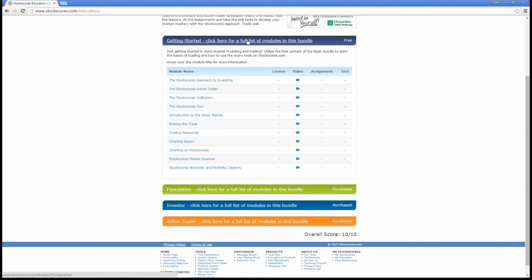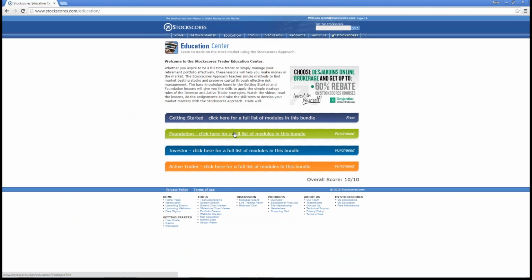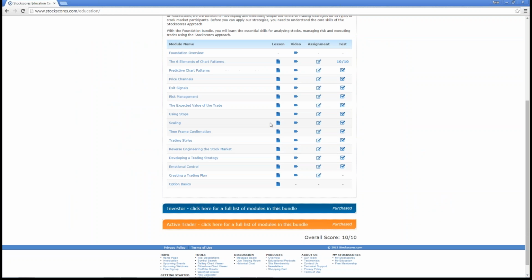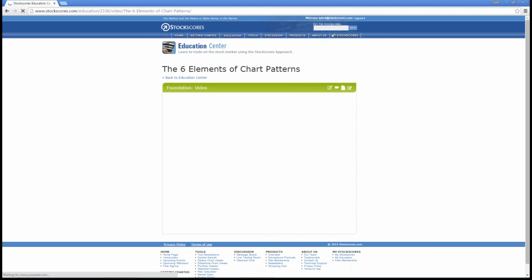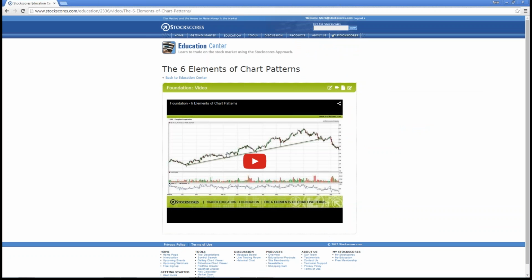We're going to close off the Getting Started area and move into the Foundation area. The Foundation is really the core skills to trade my approach. You want to learn how to read chart patterns. That's a real important aspect of what I do. Well, you have to understand the 6 elements of chart patterns first. There is a written lesson that explains that. We actually did a webinar on this last week. Once you've understood the written lesson, you can watch a video. And again, it's all right here in the Education Center.